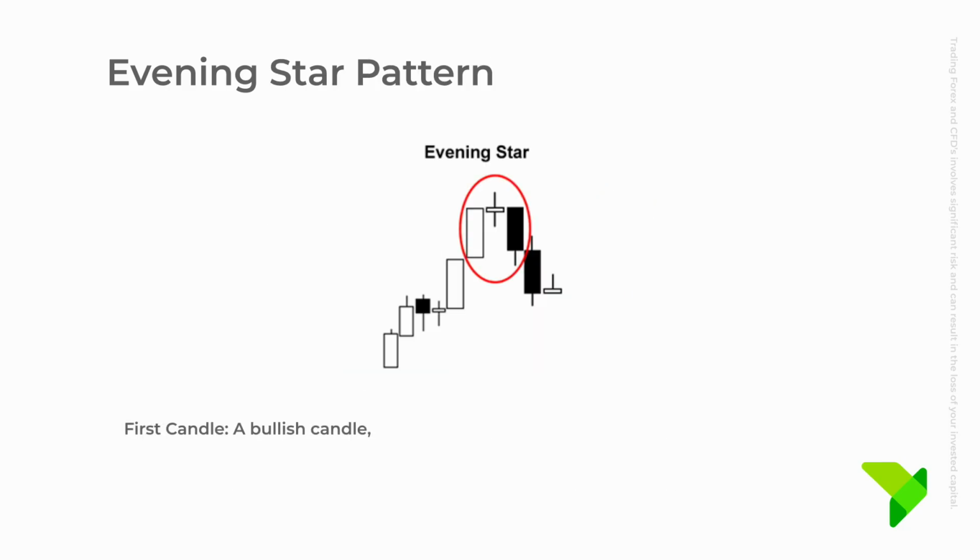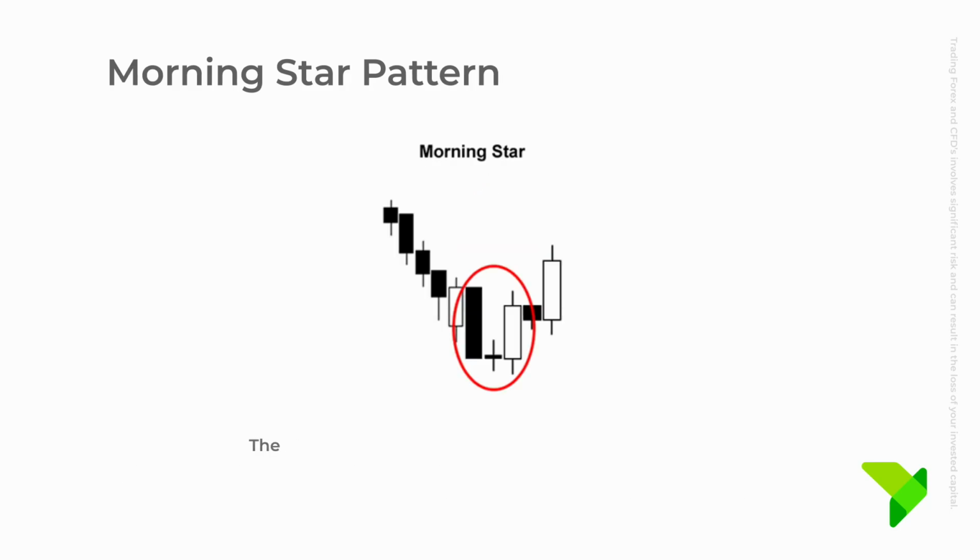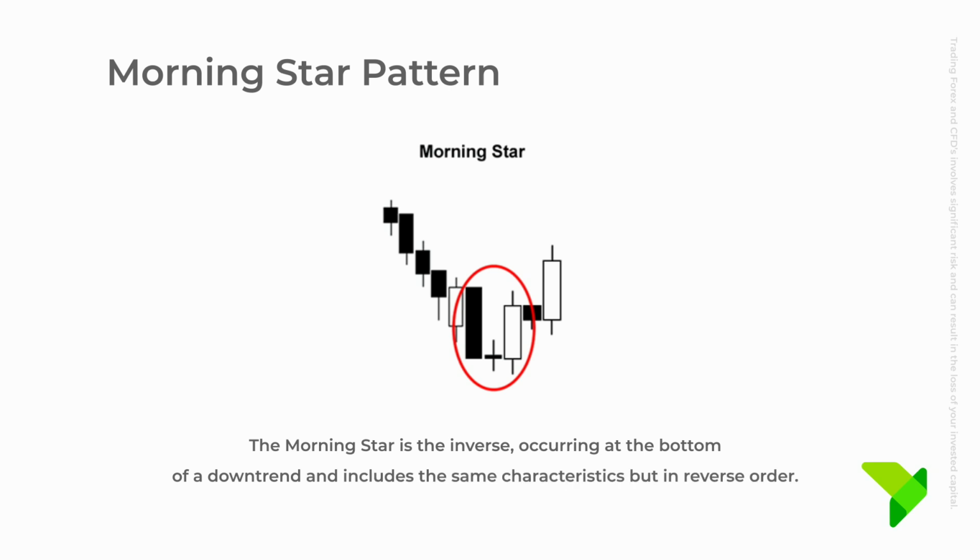First candle, a bullish candle, part of a recent uptrend. Second candle, a small-bodied candle, bullish or bearish, indicating market indecision. Third candle, confirms the reversal, closing beyond the midpoint of the first candle. The morning star is the inverse, occurring at the bottom of a downtrend, and includes the same characteristics, but in reverse order.